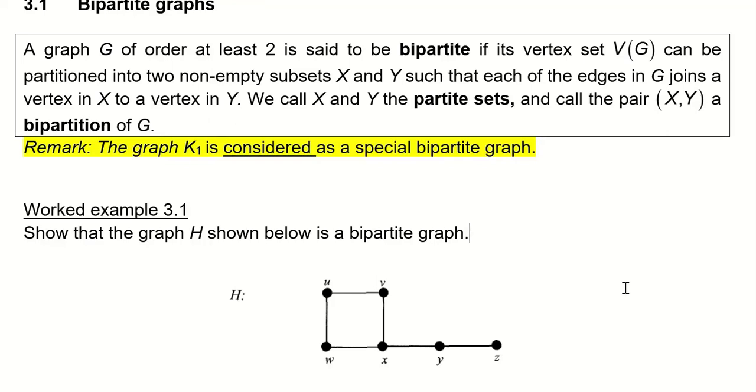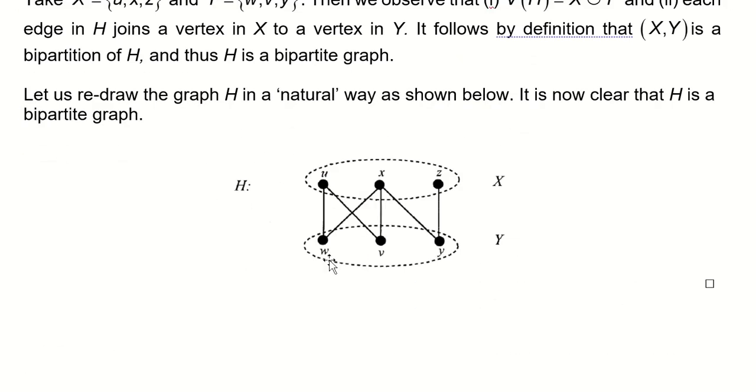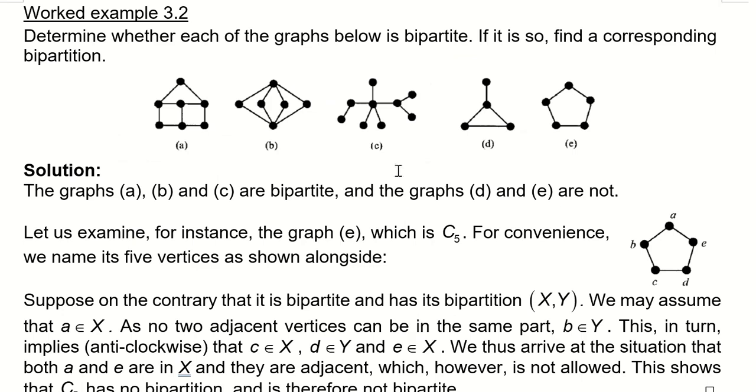In this worked example 3.1, we need to show that this is a bipartite graph. Let me introduce you to a special way of looking at that, through coloring. If I color U with red, then X with red, then Z with red, we can see that we have already made it into two sets, where one set consists of the vertices U, X, and Z, and another set consists of vertices W, V, and Y. So this is the worked solution. It's very easy to determine whether the graph is bipartite.